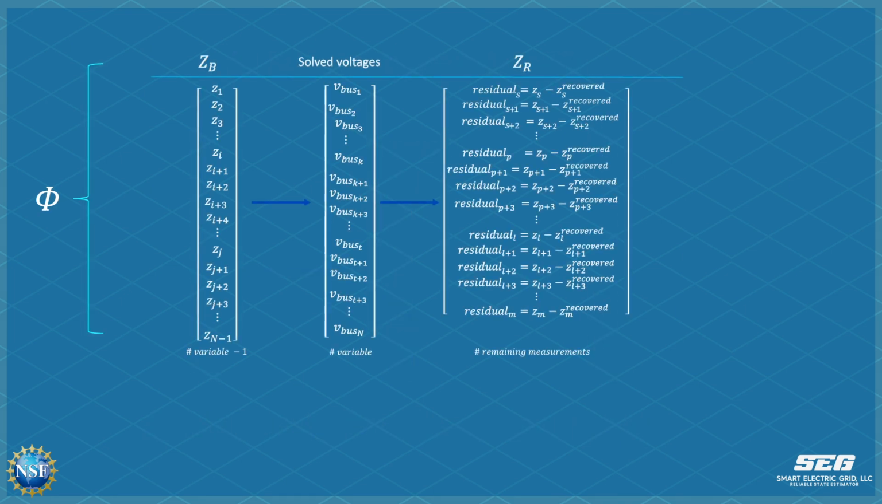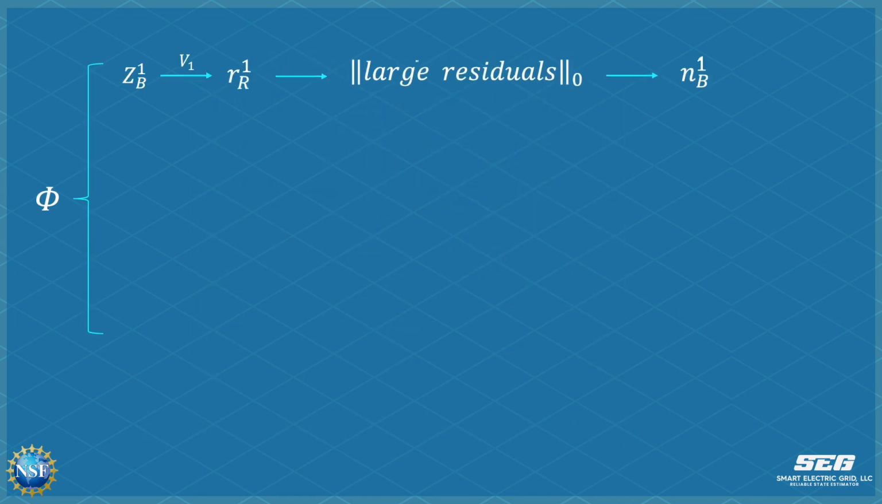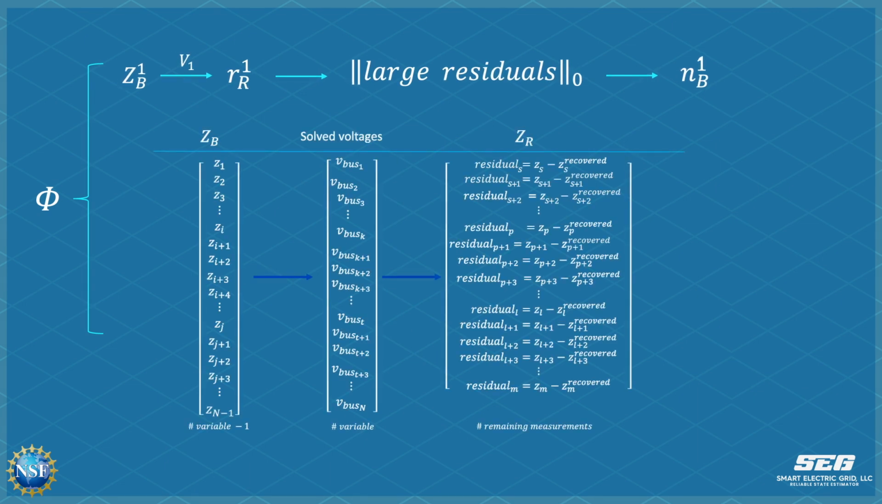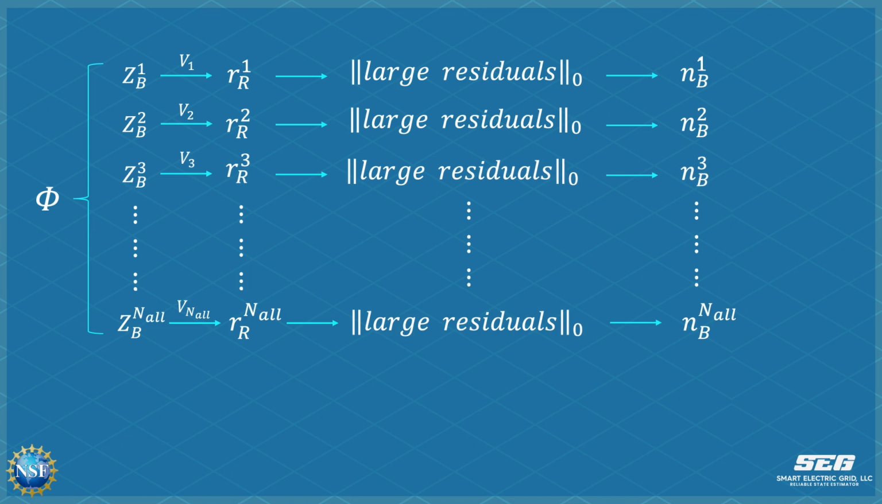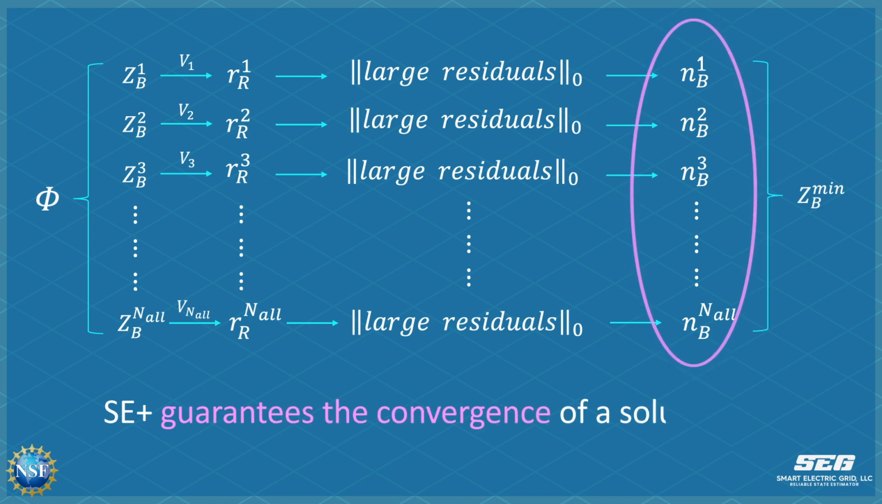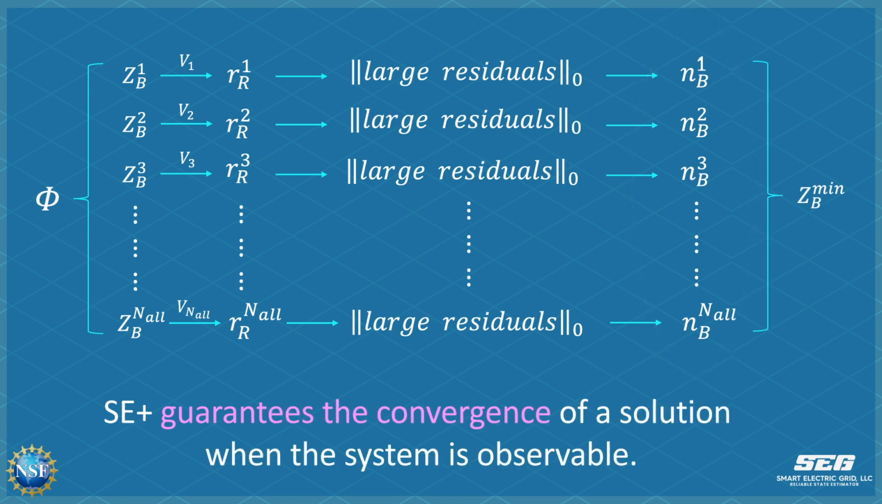The objective function of SE+ implies that there is always an optimal basis set ZB that can solve the entire system. By listing all possible ZB sets, we can calculate the residuals of their corresponding ZR sets for each voltage solution. We can then count the number of large residuals and find the minimum one among them. The corresponding ZB set with the minimum number of large residuals is our solution.